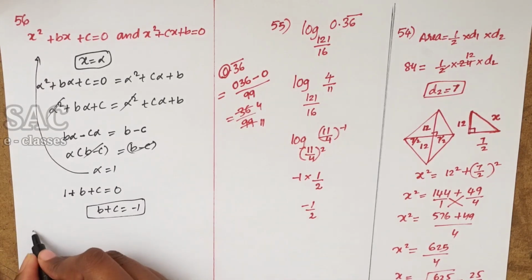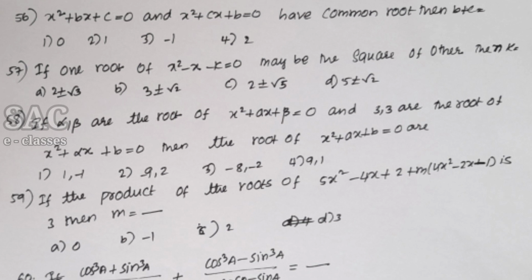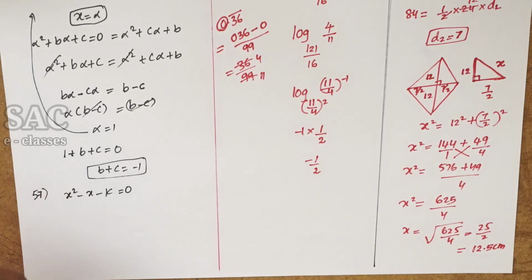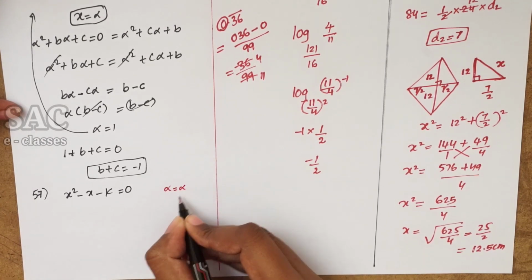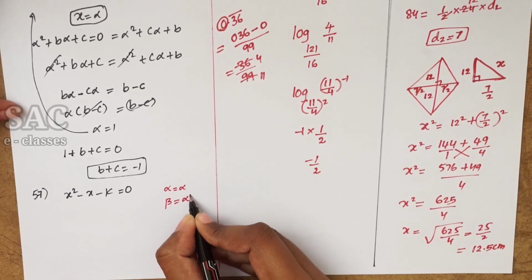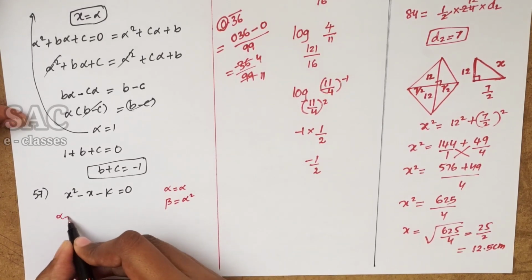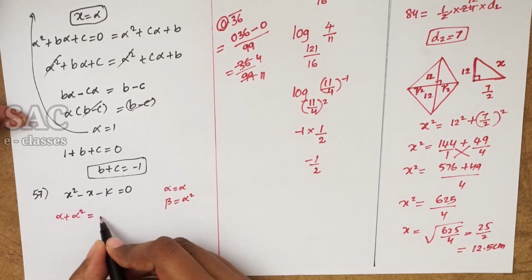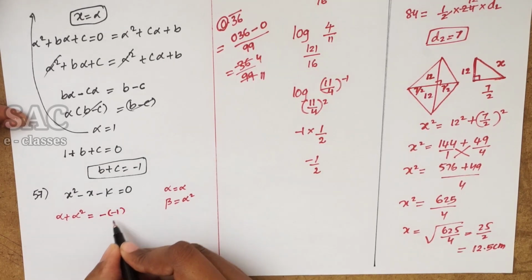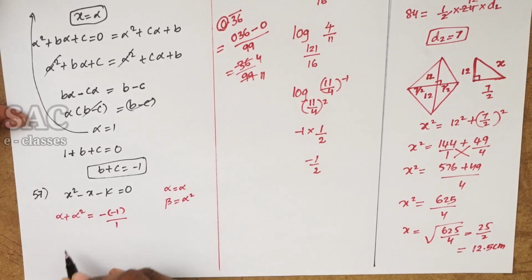Let's move to problem number 57. If one root of x square minus x minus k equal to 0 is the square of the other, then what will be the k value? First of all, let's take one root as alpha, then beta equals the square of the first root, alpha square. Sum of the roots alpha plus alpha square is equal to minus b by a, means minus (minus 1) by 1.